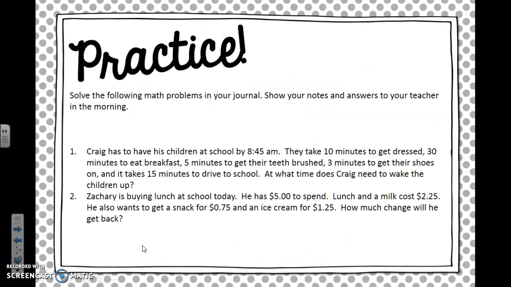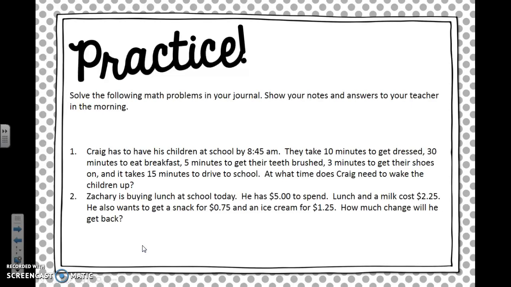We're now going to set up our 2 problems for you to do for homework tonight. The first problem says, Craig has to have his children at school by 8:45 a.m. They take 10 minutes to get dressed, 30 minutes to eat breakfast, 5 minutes to get their teeth brushed, 3 minutes to get their shoes on, and it takes 15 minutes to drive to school. At what time does Craig need to wake the children up?